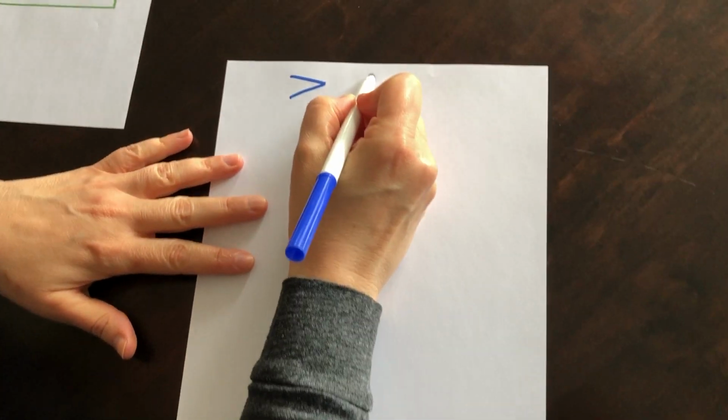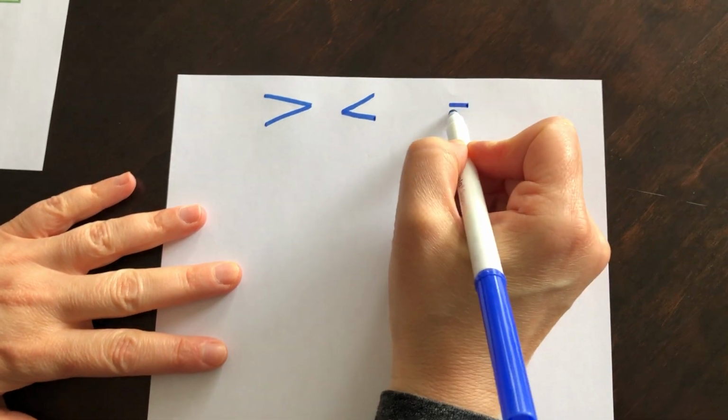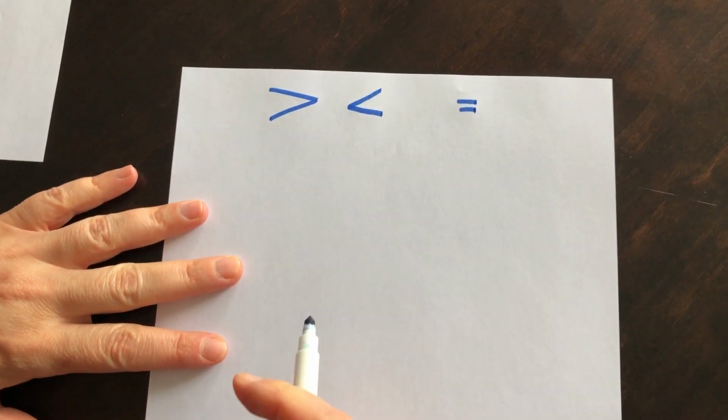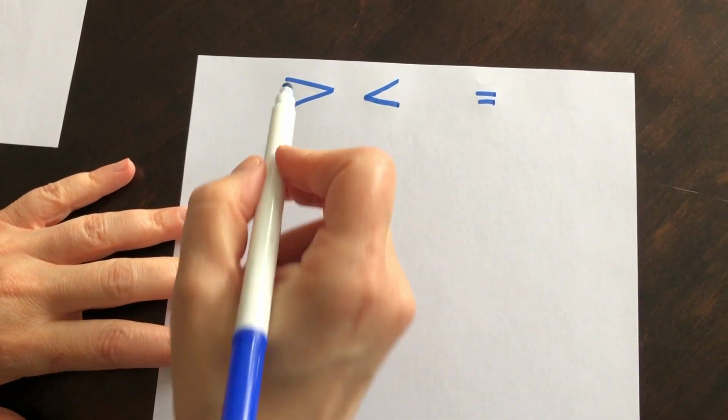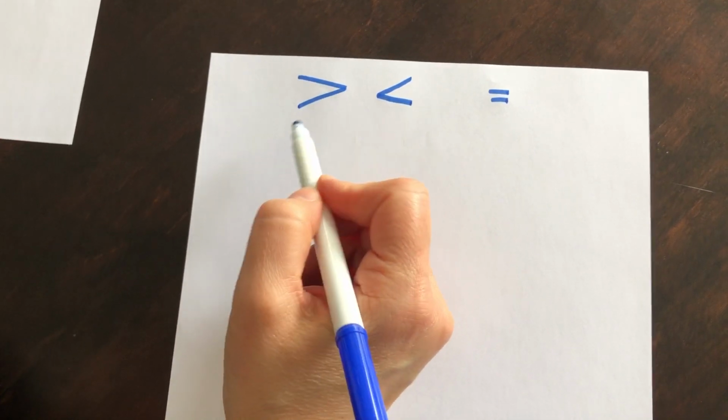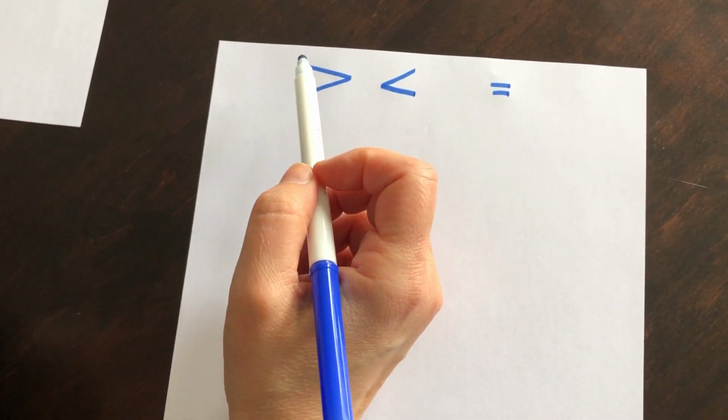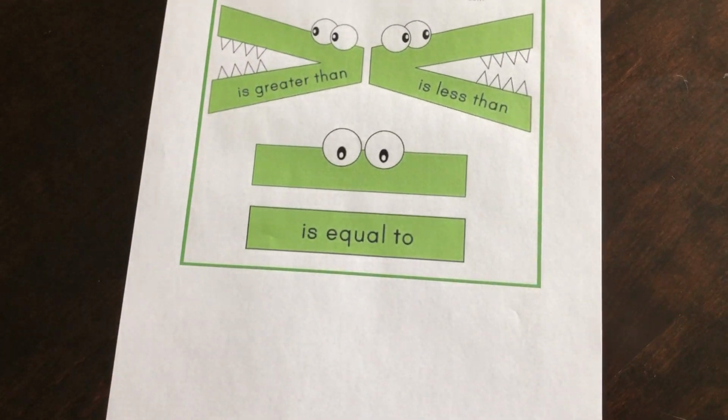So let's do an example of what you might see on one of the sheets that you're going to print off, okay? So we have greater than, less than, and equals to. Equals means they're the same. You can just do plain arrows like this, or you can make it fancy and make your little alligators like this, how we used to do in class.